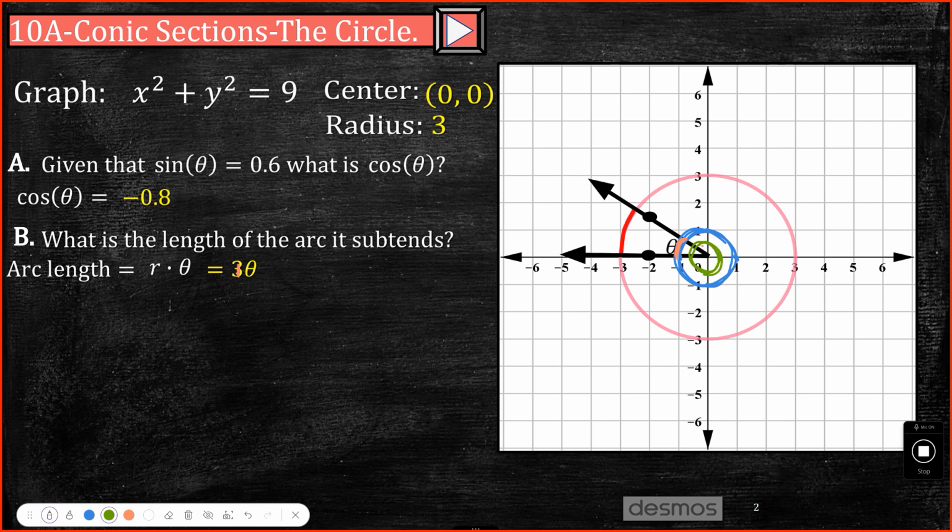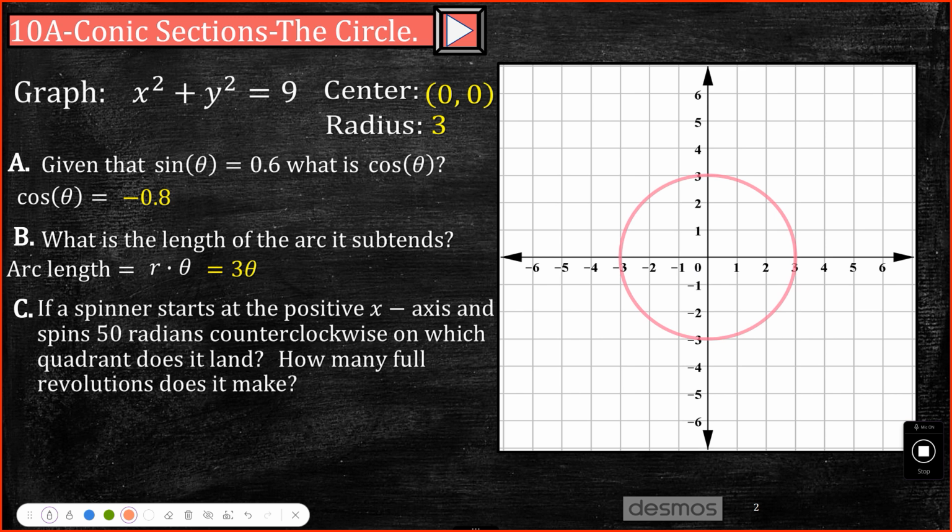If it's a smaller circle, what would this right here be? It would be less. It would be a fraction of this theta, no? Because it would be less than 1, no? Yes? All right. So let's continue on. Let's do part C, and then we're going to continue on with the lesson.